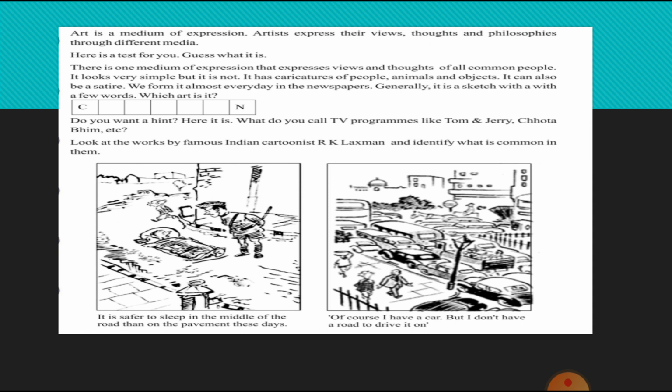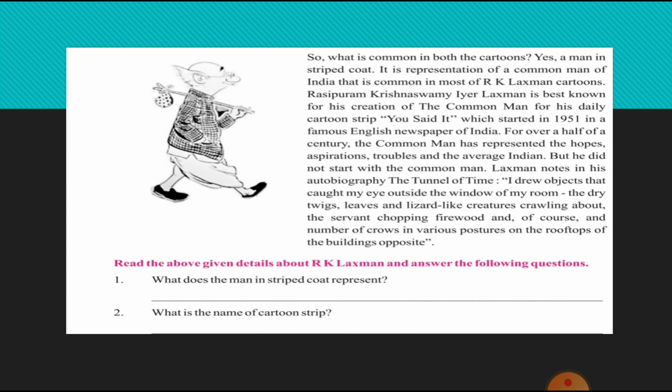This was the explanation of these two pictures, picture 1 and picture 2. Now, moving ahead, what is common in both the cartoons that we have discussed? Yes, a man in a striped coat. Here you can see a man in a striped coat.